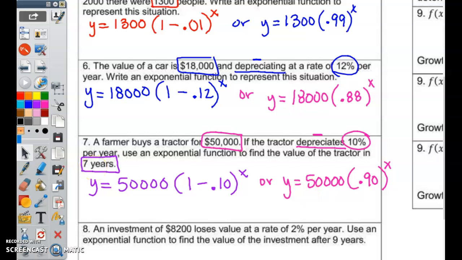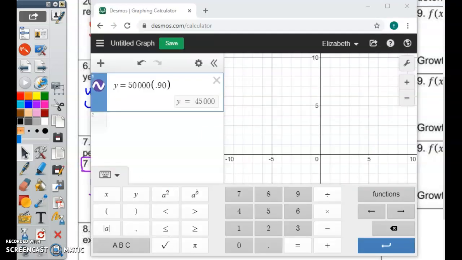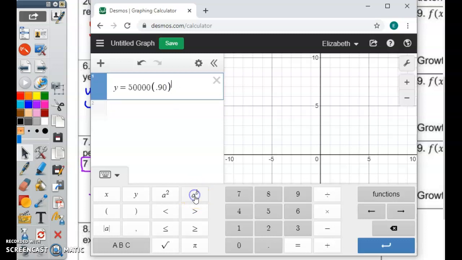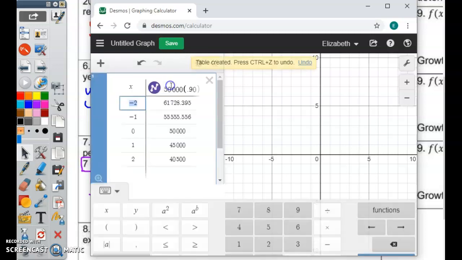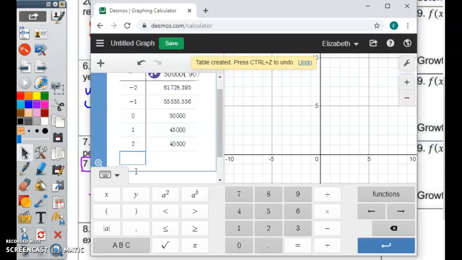Pause the video. So again, I paused the video. You should have paused it too. I started the equation already. I'm just going to finish it by doing to the power of, using this button, to the power of x. Then you hit settings, open up the table, and go look for 7 years. In 7 years, the tractor is not going to cost $50,000 anymore. It's going to cost about $23,900 and let's just say $15.